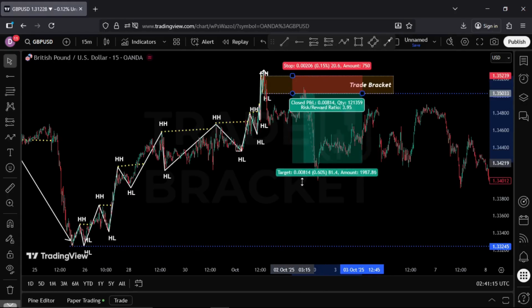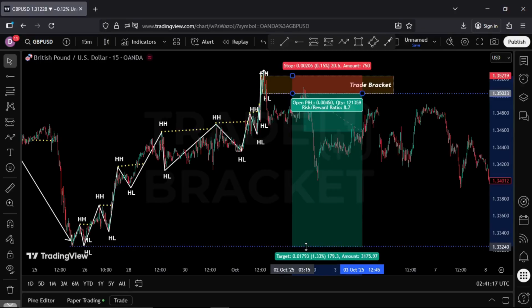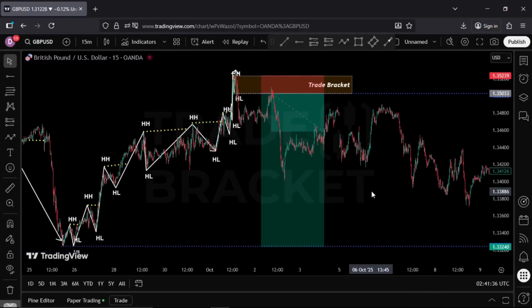So I'll go ahead and just drag this to the point the pullback started, and as you can see, this is an 8.7. So this trade right here is more than worth it, because this right here will be a 1 to 8.7 trade. Now that I've measured, this is also an important point because you want to measure it.